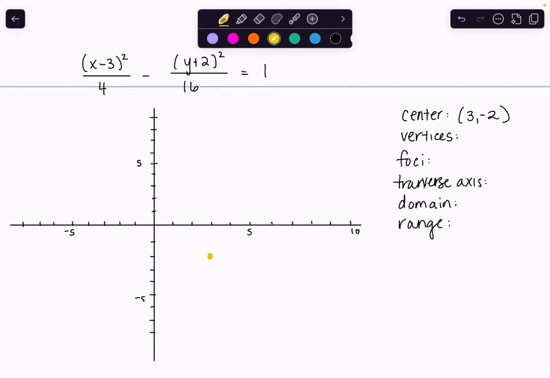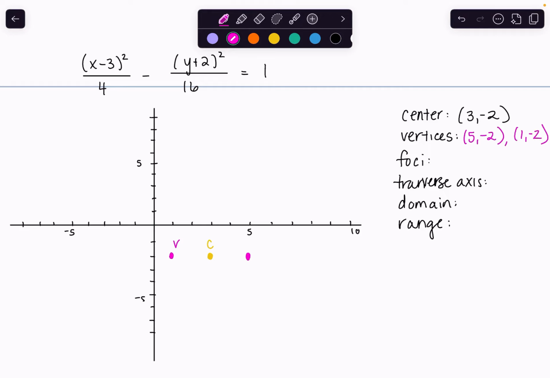Now I want to figure out my vertices, so I'm going to move in the x direction. What's underneath x is 4, so that tells me to go a distance of 2. So going 2 to the right will land me at 5, negative 2. So that's one vertex. And then to get my other one, I go back a distance of 2. That puts me at 1, negative 2.